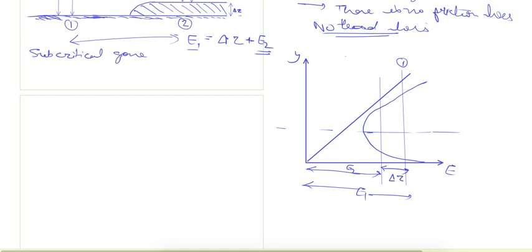So if we are in the subcritical region, which is up from here, from the critical depth, and I increase the height of the hump, what will happen? The depth of flow at section 1 is something y1. So if I'm putting a hump of height delta z, the depth of flow is reducing, it is coming down to y2.